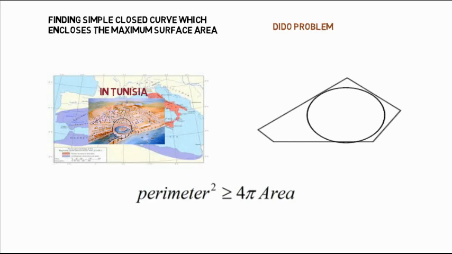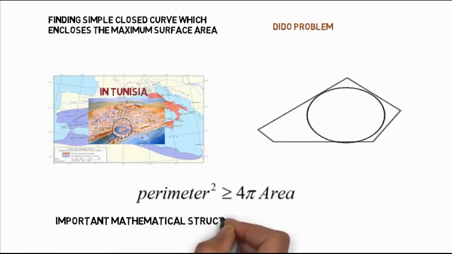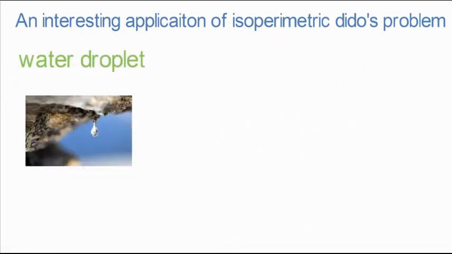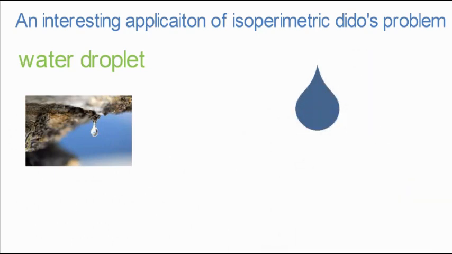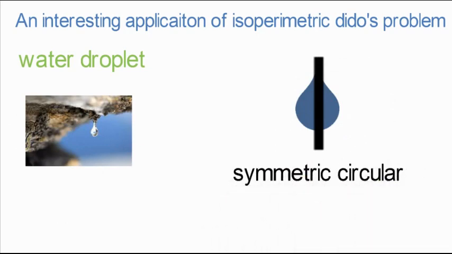Not only this, there are also so many areas in which you would find applications of isoperimetric or Dido's problem. Now, I would list one of them. An interesting application of the isoperimetric Dido's problem is in a water droplet or an oil droplet which falls from a certain height. While an oil droplet or a water droplet is falling from the height, it would be in the shape of a symmetric and circular piece of water or oil.